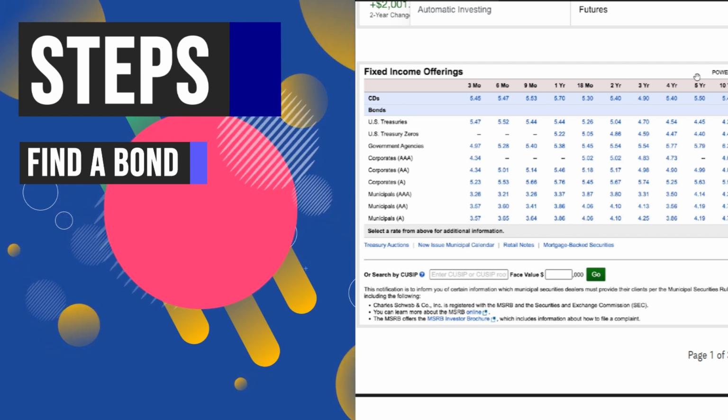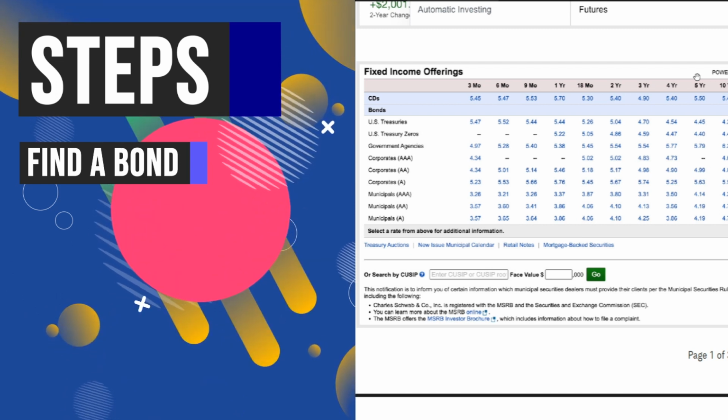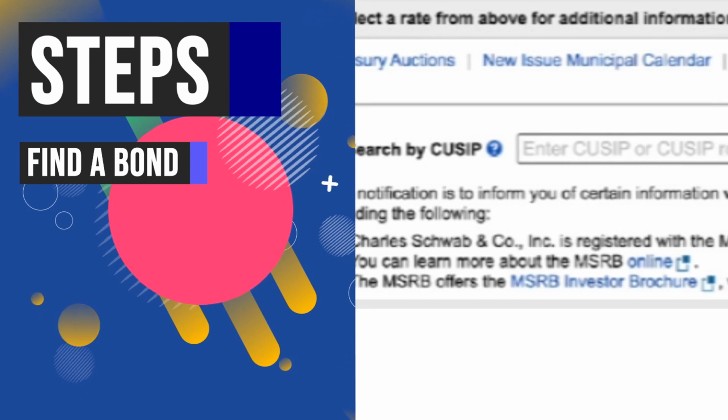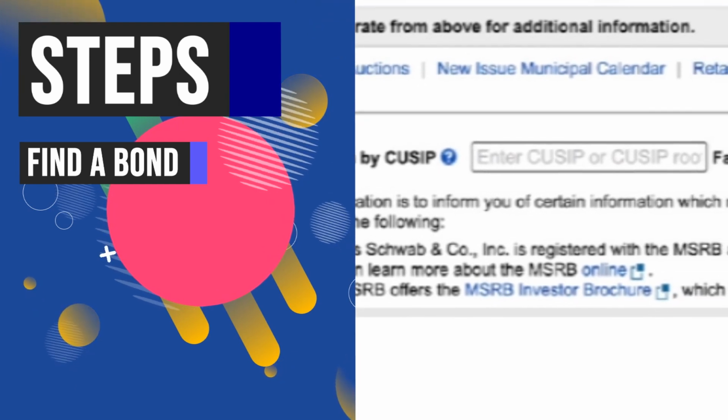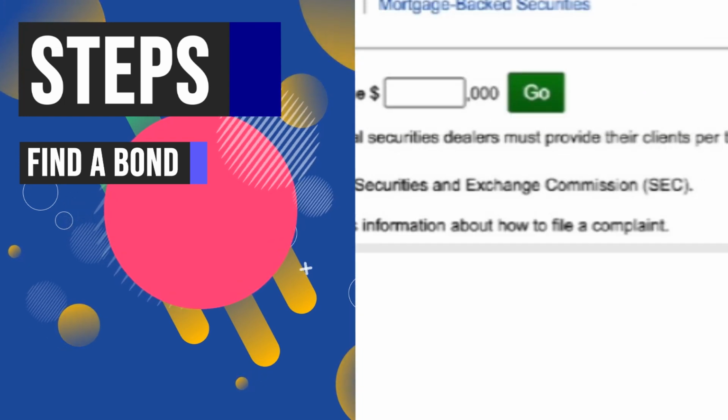Alternatively, if you already have a particular bond in mind, you can expedite the search process by entering its CUSIP number, conveniently located below the Fixed Income Offerings table, and then clicking on Go.